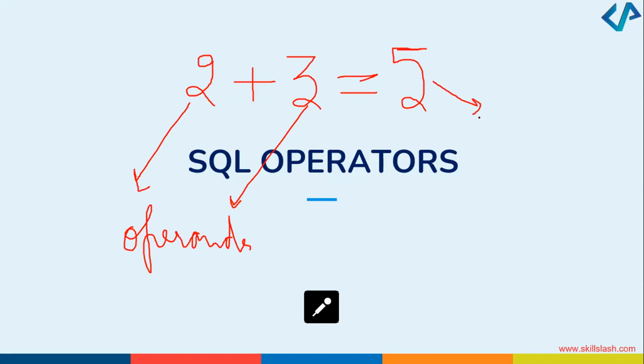This 5 over here is the result, right? This is the result. And this whole thing from the left-hand side to the right-hand side is called an expression.